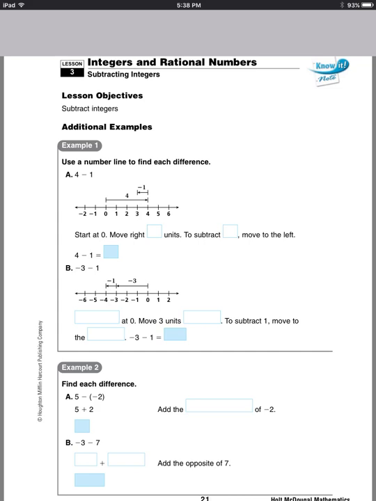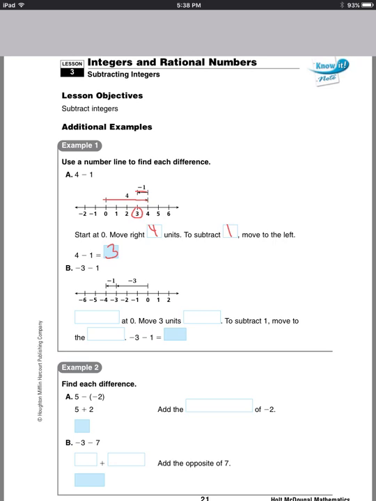Okay, so we have 4 minus 1. So that's a pretty easy one because that's just like normal math you learned in kindergarten. You start at 0, you go right 4 places because it's positive, and then left 1 place because it's negative, and you end up at 3. So we moved right 4 units, and to subtract 1 we moved left 1 unit. So we had 4 minus 1 equals 3.